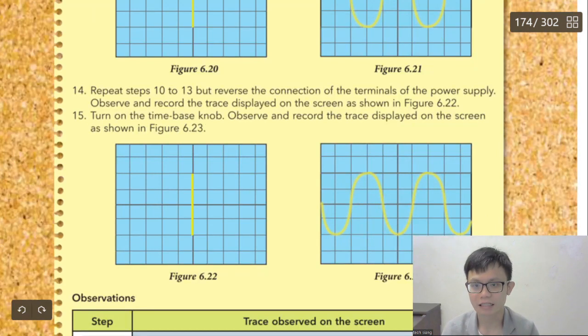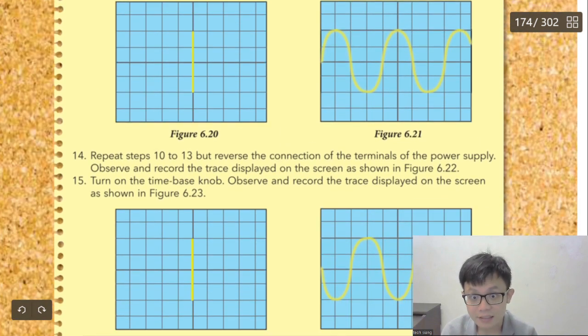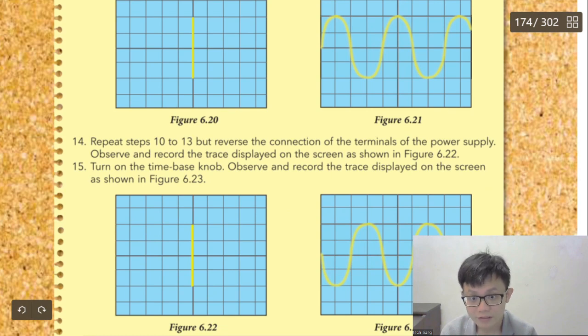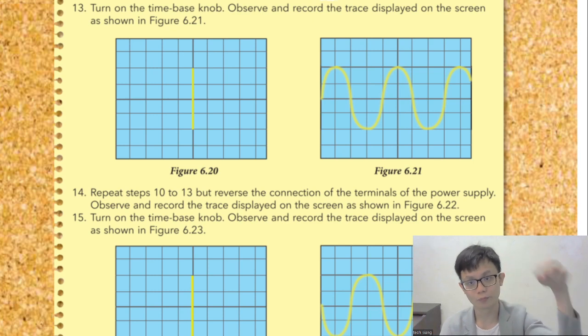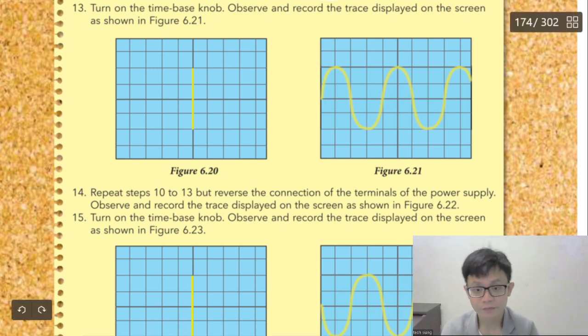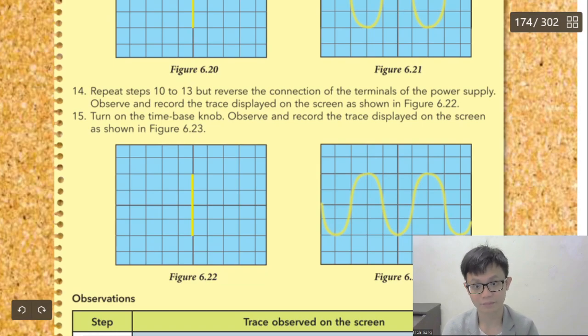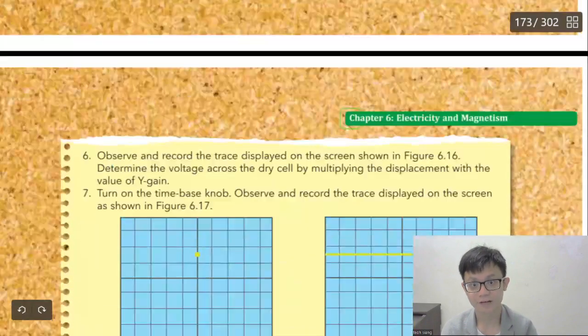Okay, then this one again. Turn off the outside of the diagram. So this one, what is the difference? Is it the same? Oh, it's different. So this one goes up first, this one goes down. Turn on the time. Repeat step 10 to 9, but reverse the connection in the terminal power supply. So instead of going from A to B, now B to A, you want to reverse it. So after you reverse it, we'll get something like that. Same as this one, okay?